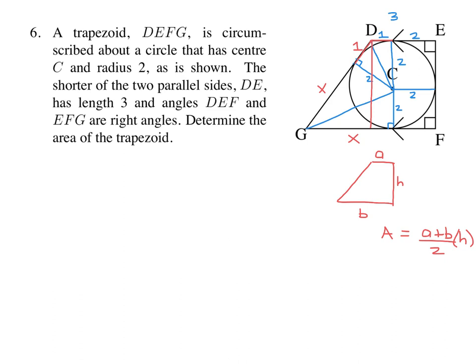Now, we know that from here to here is 3. So let me just label that there, 3. From there to there, because from here to here was 3. And I think that is pretty much all we need. And then we just need to do one final step, and we should be able to figure this out.